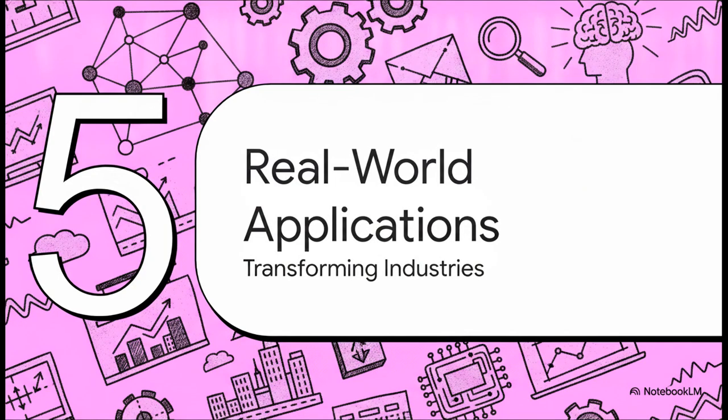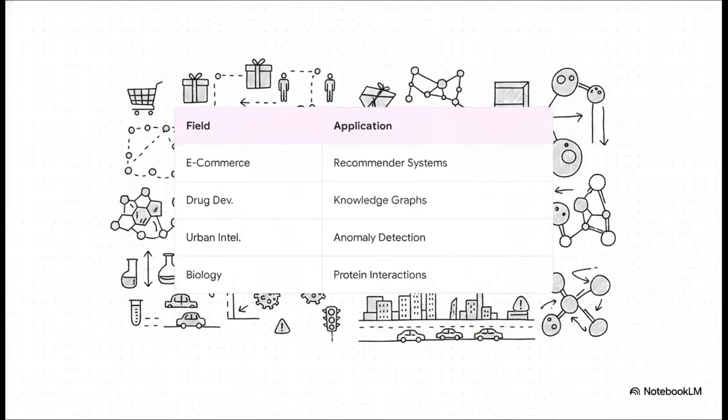And finally, Section 5, real-world applications, and how this is transforming industries. Let's pause for a second because I really want to emphasize that these aren't just academic exercises. They are fundamentally transforming real industries and solving critical human problems. In e-commerce, GNNs power modern recommender systems by analyzing massive webs connecting users to items, suggesting exactly what you might want to buy. In drug development, biomedical knowledge graphs are used for hypothesis generation. This even included vital COVID-19 drug repurposing. Urban intelligence relies on them for traffic configuration and finding anomalies in smart cities. And in biology, they're making massive strides in predicting the exact way proteins function and interact with each other.